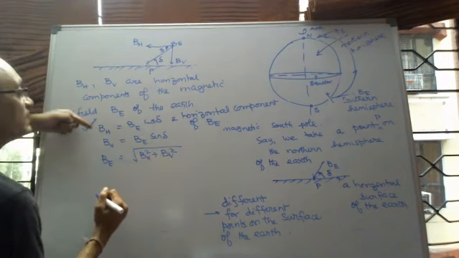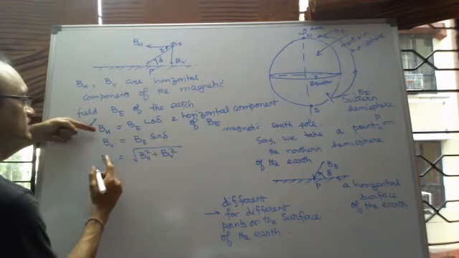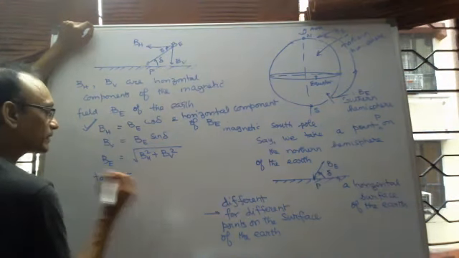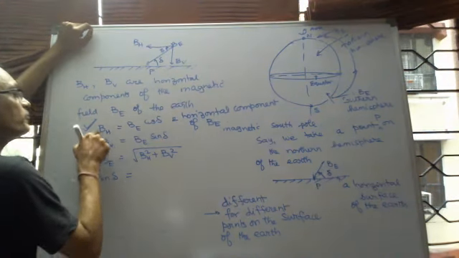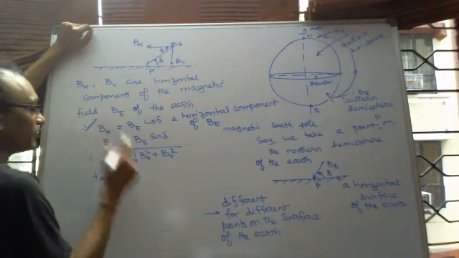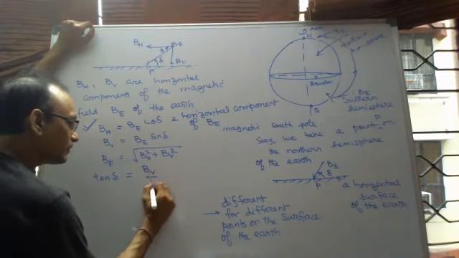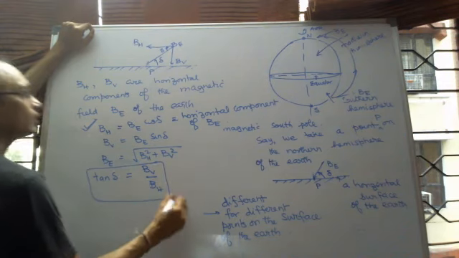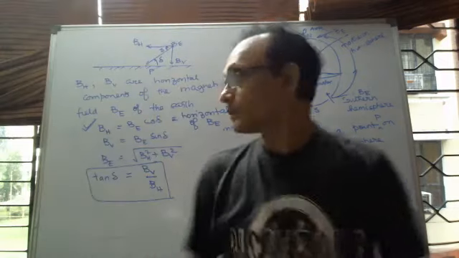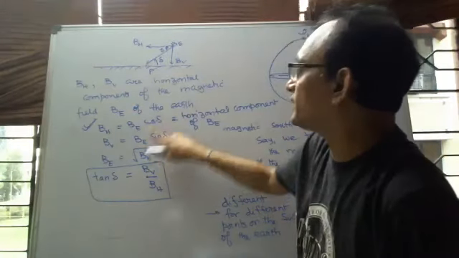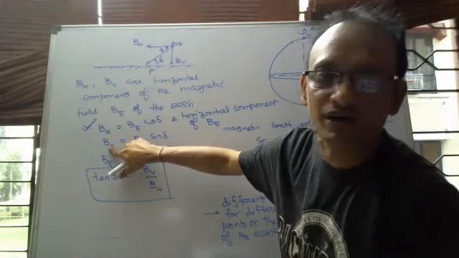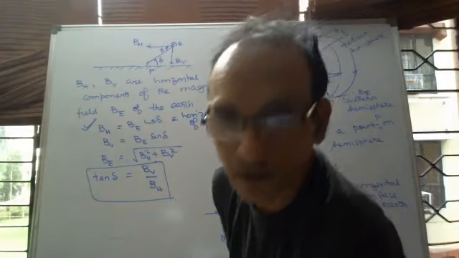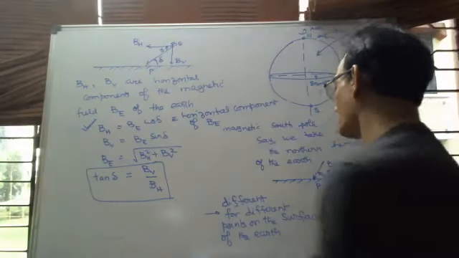Also, if I divide this by this, then tan delta, tan of the angle of dip would be vertical component of the magnetic field divided by horizontal component of the magnetic field at that point. Okay.